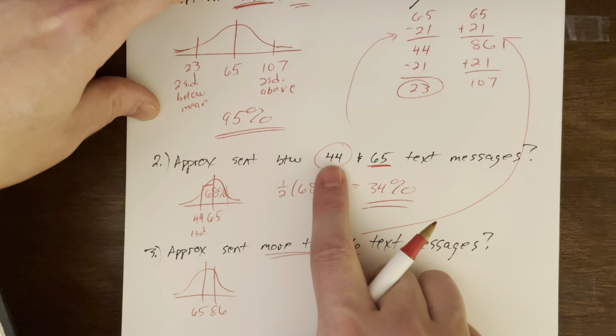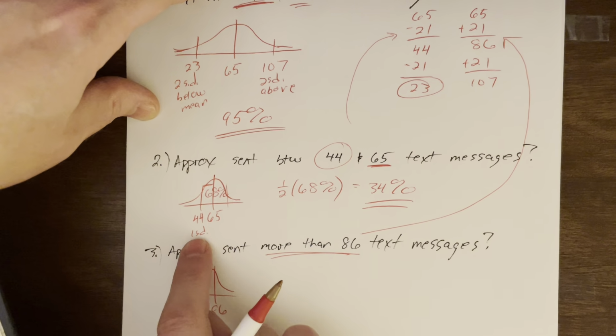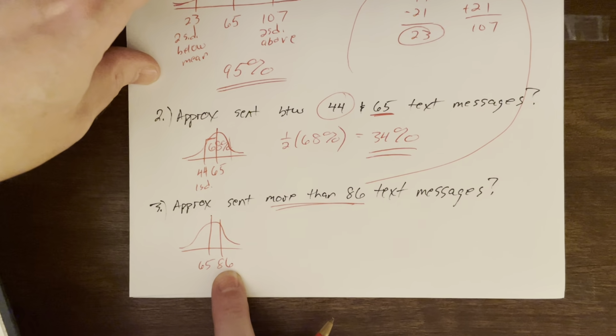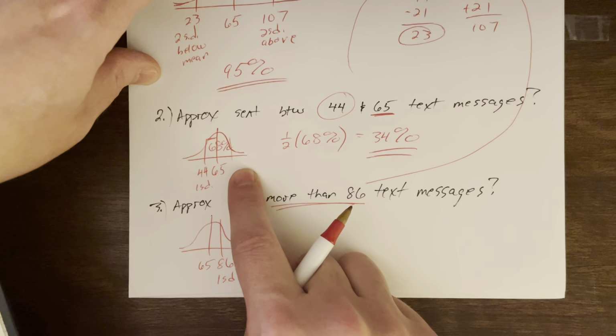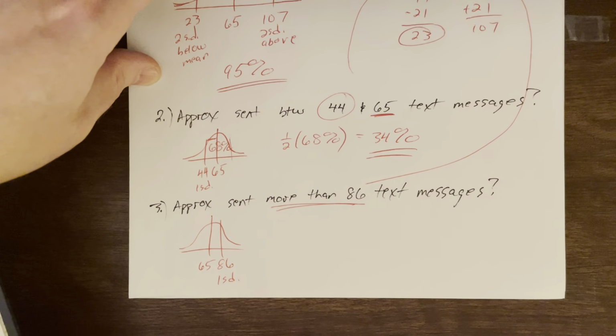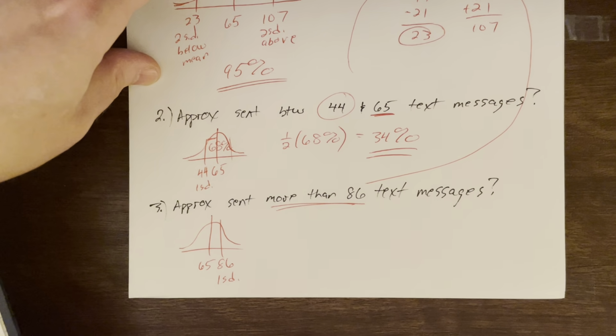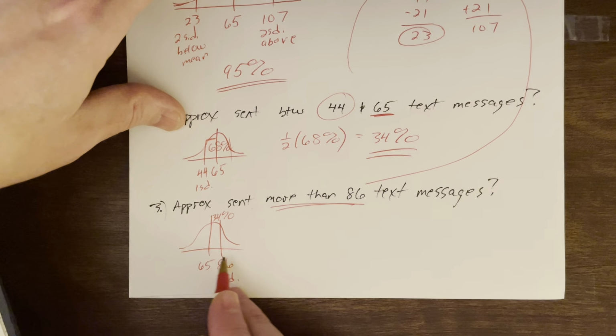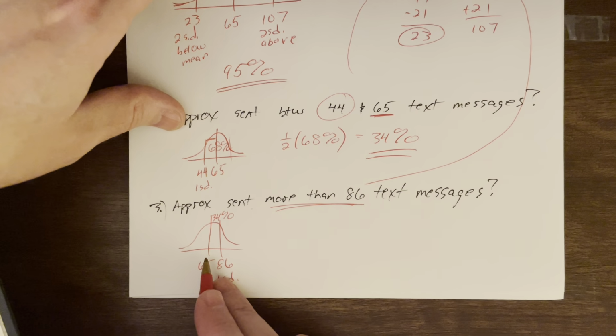If we come back here, and if I said 44 to 86, 44 is 1 standard deviation below, 86 is 1 standard deviation above, so 44 to 86 text messages, that would give the full 68%. But we only did the one side. So here, a couple ways to think about this. We know, similar to what we did here, from here to here is the 34%. The full 44 to 86 would be 68%. Here we only did the 1 standard deviation below, so we had half. Here is only the 1 standard deviation above, so we get half.